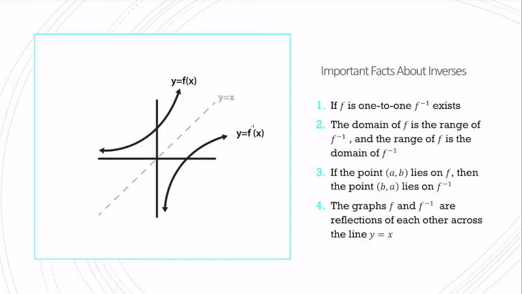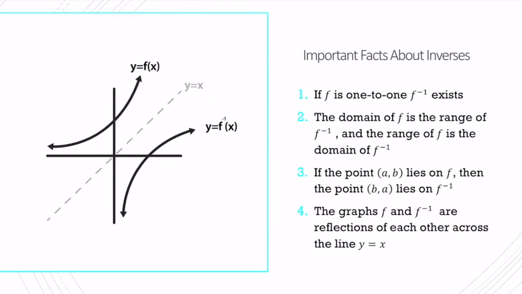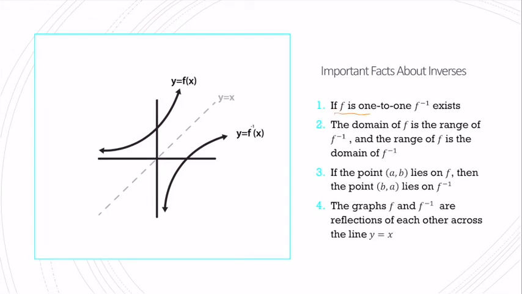Last, I just want to say some important facts about inverses. So for every 1-to-1 function, an inverse exists, right? Every single 1-to-1 function has an inverse. That's good. Second, the domain of my function f is the range of its inverse, right? That makes sense, right? Because my x and y's change. The range of my function f is the domain of the inverse.